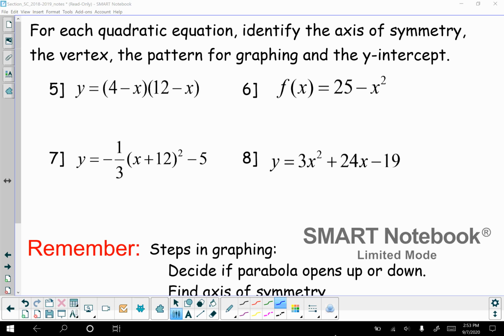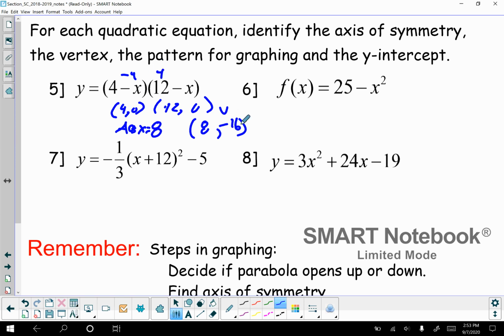All right, for each quadratic, identify the axis of symmetry, vertex, pattern graphing. Okay, so this is going to give me (4, 0) and (12, 0). So the value that is halfway in between those is going to be 8. So axis of symmetry is x equals 8. So (8, something) will be my vertex. 4 minus 8, that's negative 4. 12 minus 8 is 4. So I have a vertex at that point.